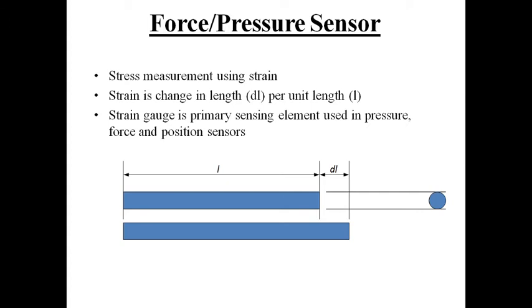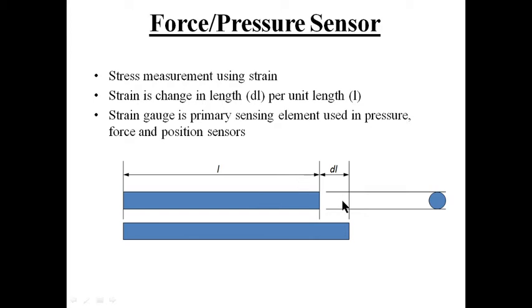How are force and pressure sensors related to each other? You know that force per unit area becomes pressure. So force sensors can also be used as pressure sensors. Here we are going to use force sensors by strain measurement. Stress is measured using strain. Strain is the change in length to the original length, delta L upon L. Strain gauges are the primary sensing element used in pressure, force and position sensors.